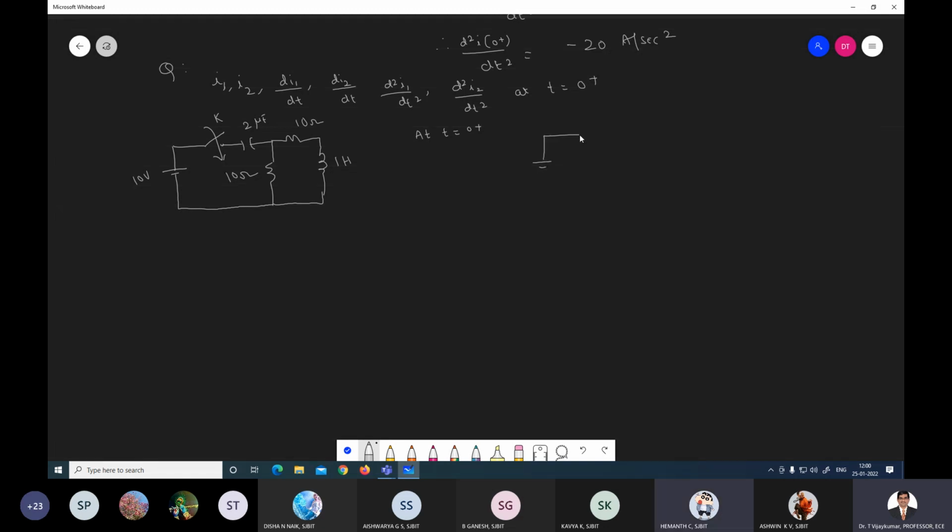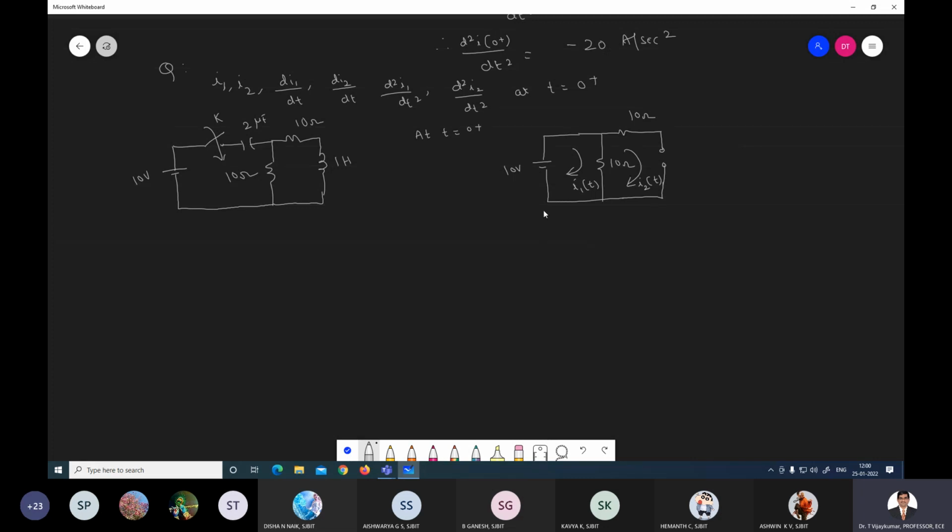Switch has closed. Capacitor will act as a short circuit. Then resistor is there, that you write, and here resistor is there. Immediately after closing the switch, inductor will act as an open circuit. So this is your 10 volt, and this resistance is 10 ohm, and this resistance is 10 ohm. This is one loop. Assume the one loop current I1 of t, and another loop current I2 of t.